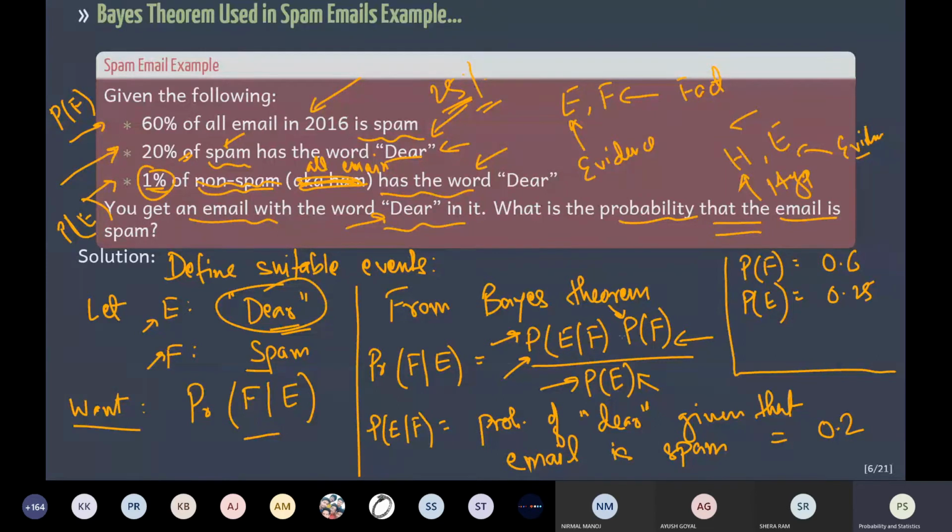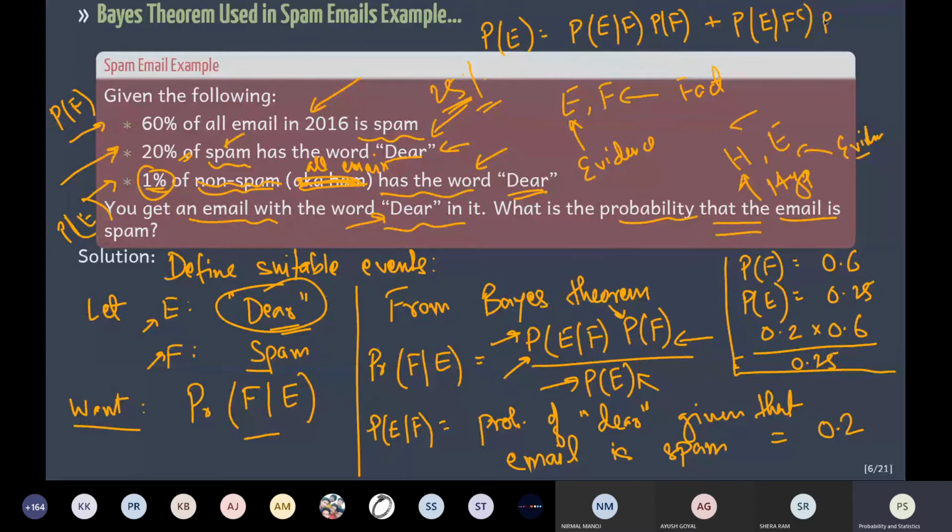So now we can plug in the values here. Probability of E given F is 0.2, times probability of F, which is 0.6, divided by probability of E, which is 0.25. Maybe the original problem, we can also solve it, but then we may have to expand this and apply the total probability definition here and see if it would be possible. So the total probability will tell us: E given F times probability of F, plus probability of E given F complement times probability of F complement.